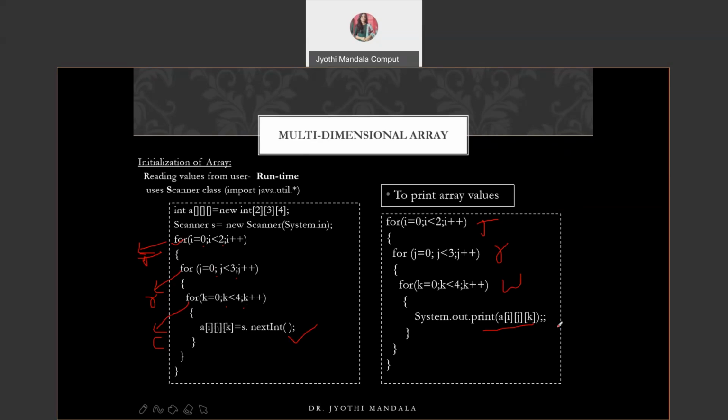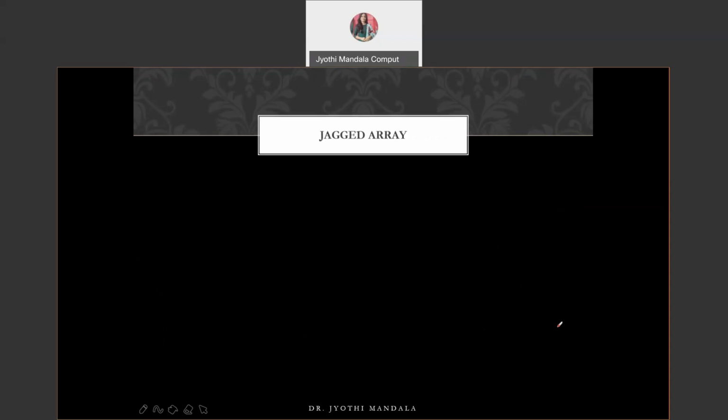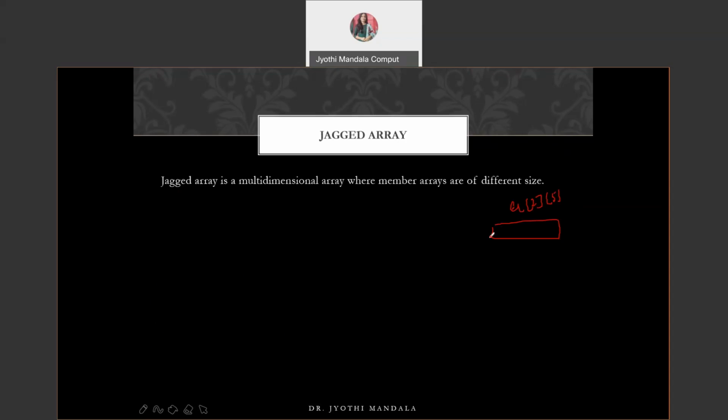Now we have another category. What is that? It is the jagged array. Normally, whenever we talk about a multi-dimensional array, let us consider a two-dimensional array. What we have learned till now is that each row has the same number of values. Let us consider A of 2, 5. Then row 1 will have 5 values, and row 2 will also have 5 values. So 1, 2, 3, 4, 5.